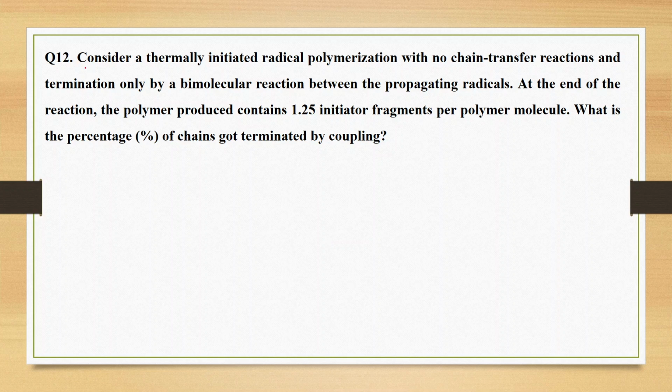Okay. So consider a thermally initiated radical polymerization with no chain transfer reactions and termination only by a bimolecular reaction between the propagating radicals. That is a very important point. At the end of the reaction, the polymer produced contains 1.25 initiator fragments per molecule. What is the percentage of chains that got terminated by coupling? So this is a numerical problem. This is also an easy one if you do remember how to solve it.